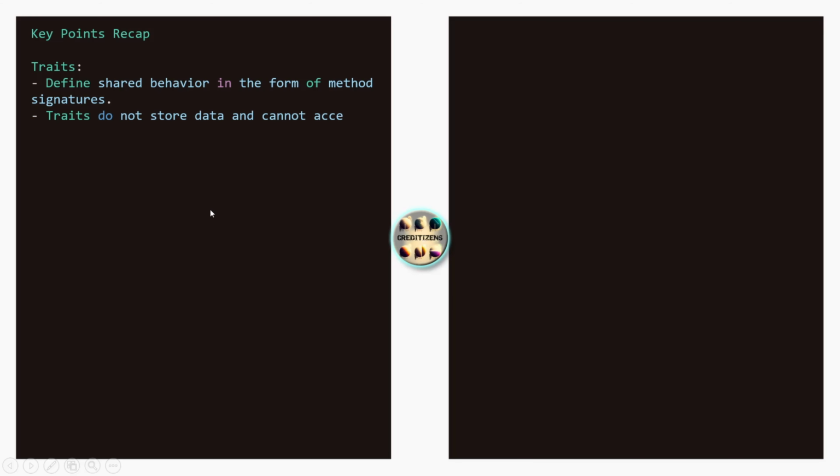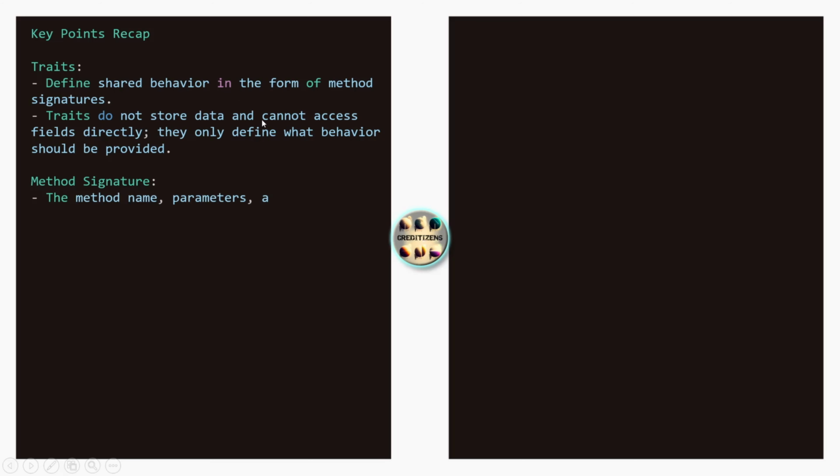Key points, just a little recap. We're in the middle of the explanation. We're almost there before going to the hands-on, but let's recap a bit. Trait: define shared behavior in the form of method signatures. Traits do not store data and do not access fields directly. So it's just a signature. They only define what behavior should be provided.